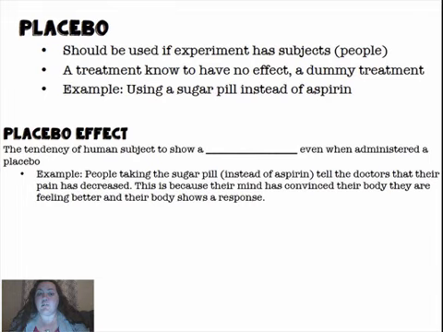A treatment known to have no effect, so it's a dummy treatment. An example would be like using a sugar pill instead of aspirin. Okay, and with a placebo, there's something called the placebo effect. It's the tendency of human subjects to show a response, even when administered a placebo. So, example, people taking a sugar pill instead of aspirin tell their doctor that their pain has decreased. This is because their minds have convinced their body that they are feeling better, and their body shows the response.